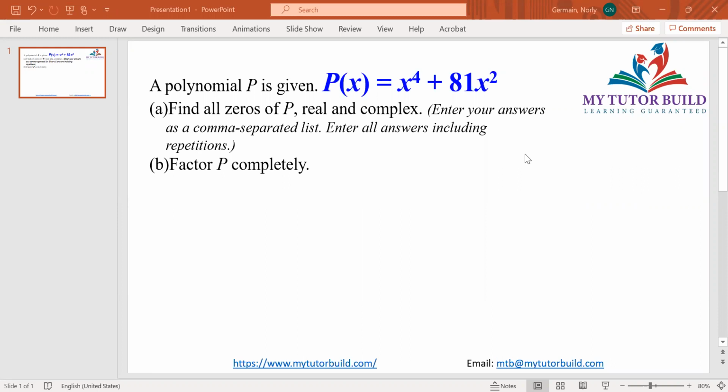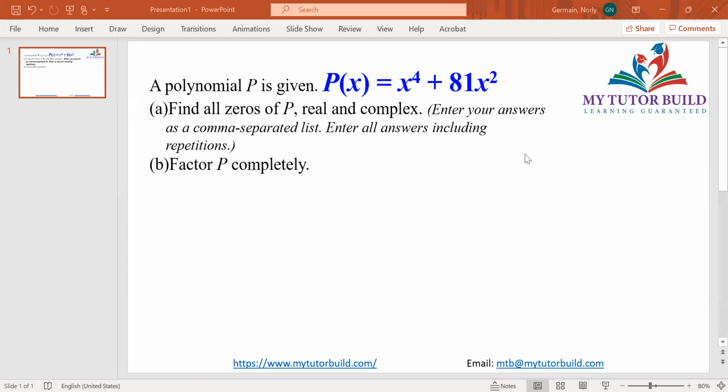In this video, we're going to find all zeros of a polynomial function, p of x equals x to the power 4 plus 81x squared. We need to enter the answers as a comma separated list, so we need to identify all the zeros.